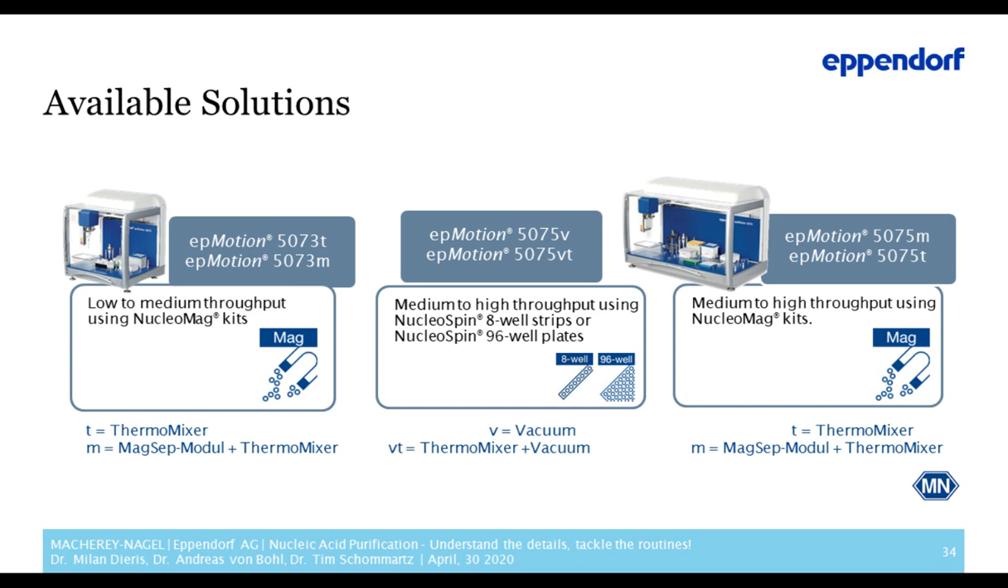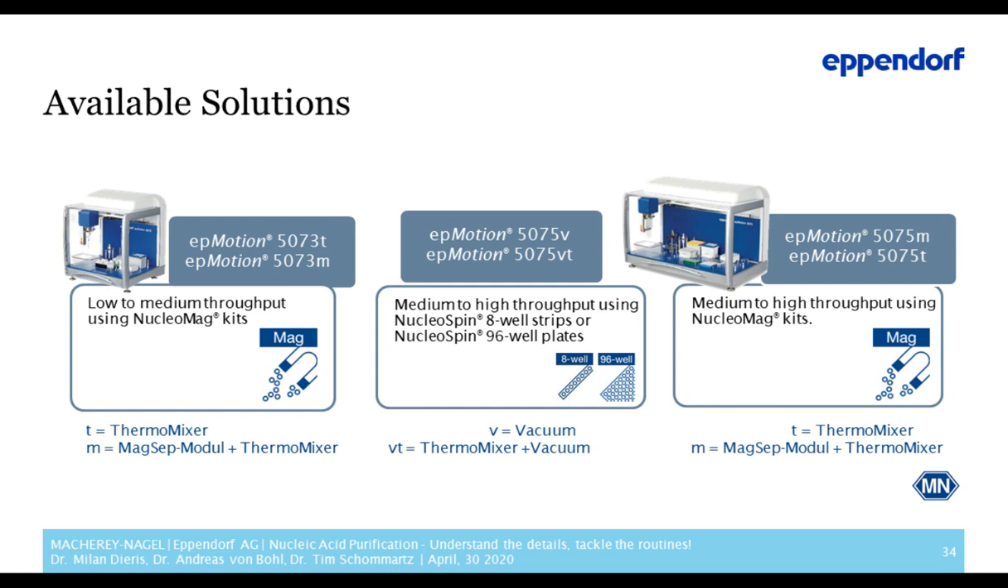So if we talk about actual systems, from an Eppendorf perspective, and I will not go into much detail here, we have basically three very good options for automating your nucleic acid purification workflow. One is on the low to medium throughput end, the so-called epMotion 5073. This is well suited for magnetic bead-based kits. Then we have a solution on the medium to high throughput range, which is the epMotion 5075.